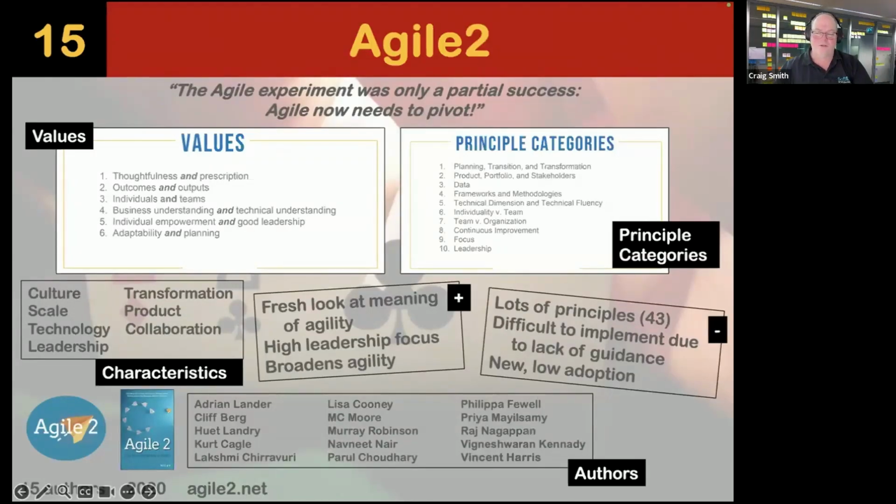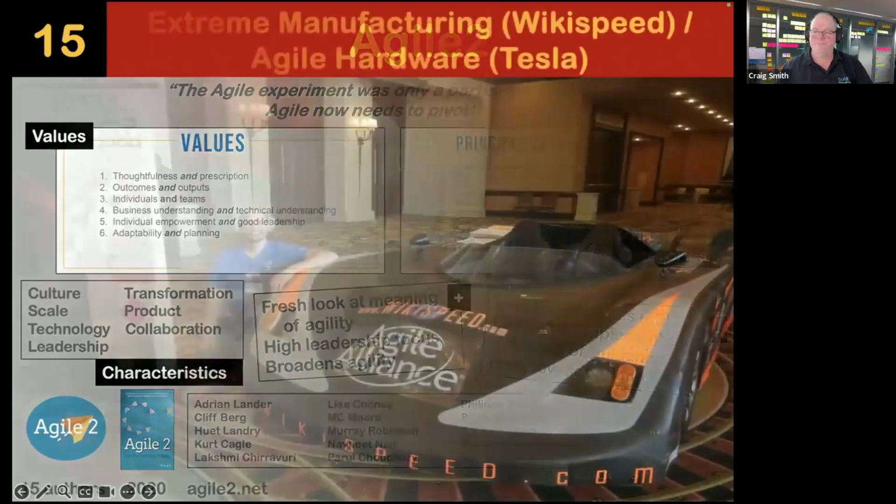But they tried to take a fresh look at what Agile means in the more modern world. They really added leadership into there, which doesn't really feature in the manifesto at all. There's not a lot of guidance here. There's the book, there's the website. I haven't seen a lot of adoption for it, but again, there are some interesting ideas in here, and it is worth taking a look to see what you think.